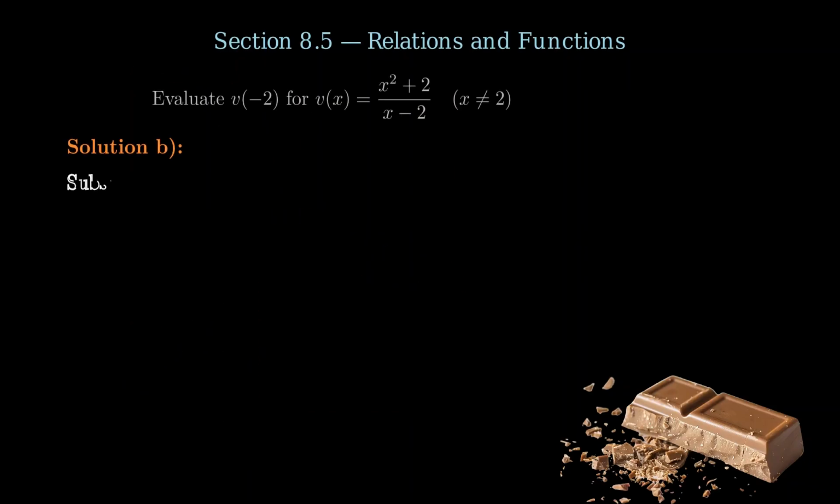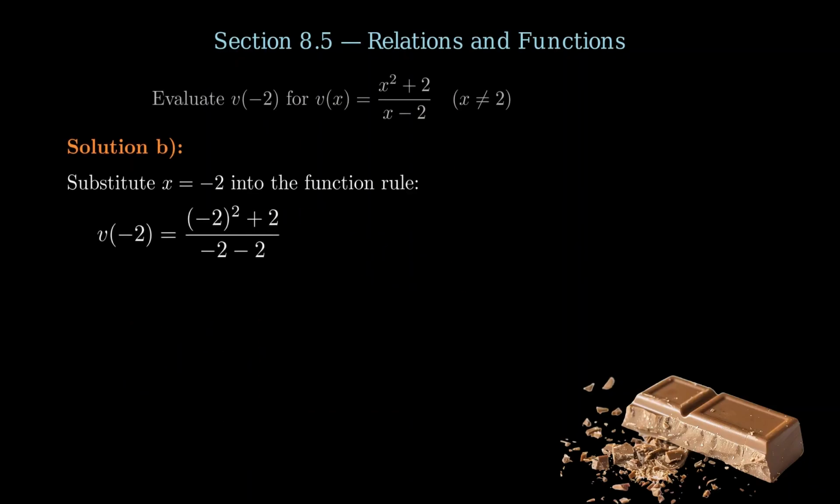Now for part b, let's evaluate v of -2. Substitute x equals -2 into the function. The numerator becomes -2 squared plus 2, which equals 4 plus 2, or 6. The denominator becomes -2 minus 2, which is -4. Dividing 6 by -4 and reducing the fraction yields our final answer, -3 over 2.